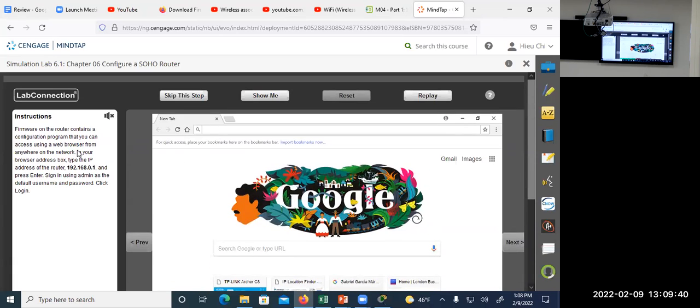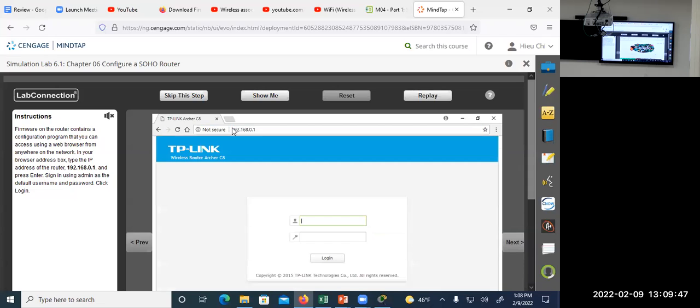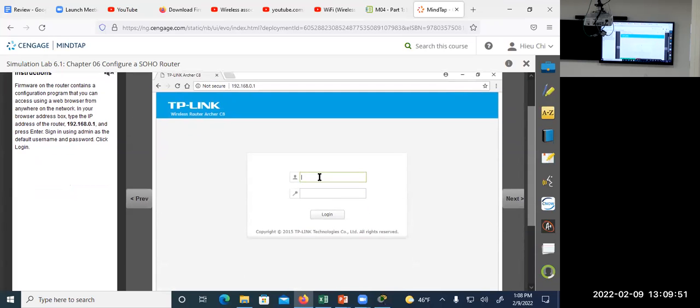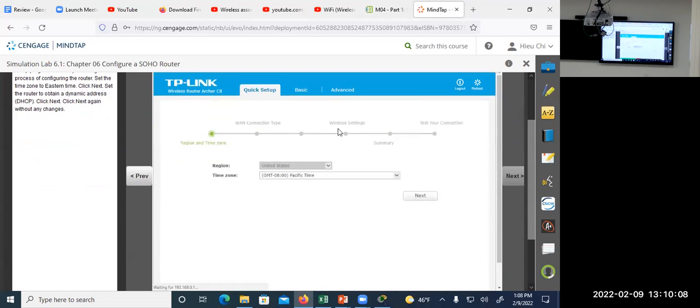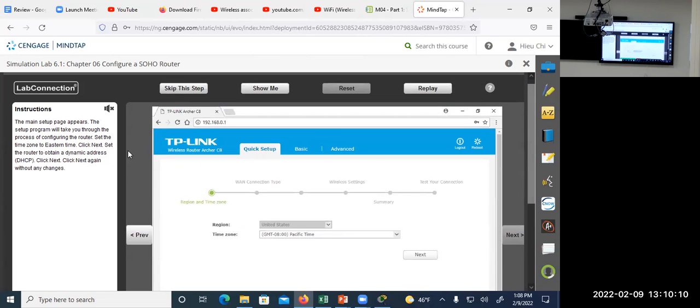So when you enter 192.168.0.1, you actually log into the interface of the router. For this one, you have admin here, and you log in. See, that is the interface, the same way to work with our home router. With this one, you can see some basic information and do some basic configuration here.